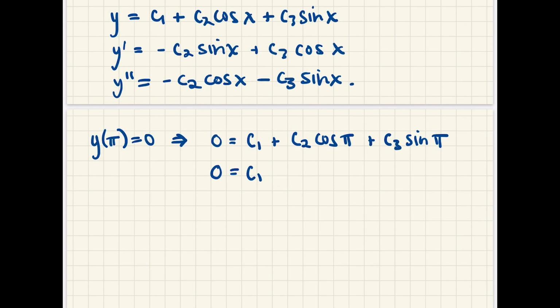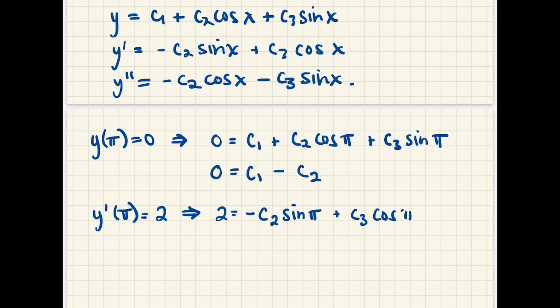So cosine of pi is, of course, negative 1, so that's c1 minus c2. Sine of pi is 0, so great. Okay, so we have this equation. Let's put it aside. And we know that y prime of pi is equal to 2. So that means that 2 is equal to, we'll take y prime and replace x with pi. Again, sine of pi is 0. That's lovely. So we have negative c3 because cosine of pi is negative 1. This tells us actually c3 right away is negative 2.